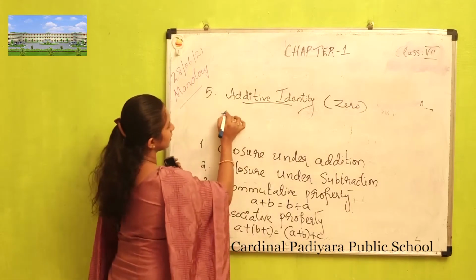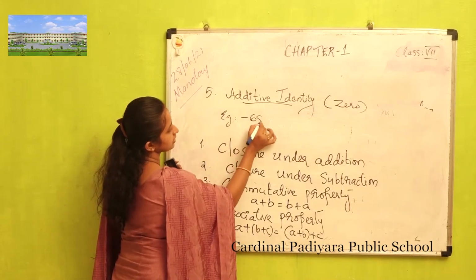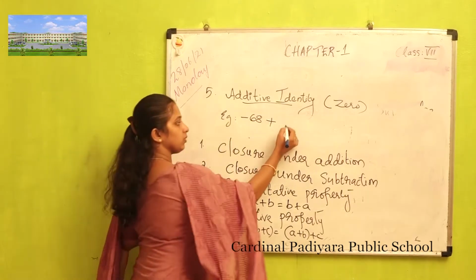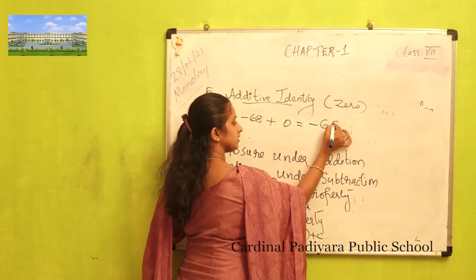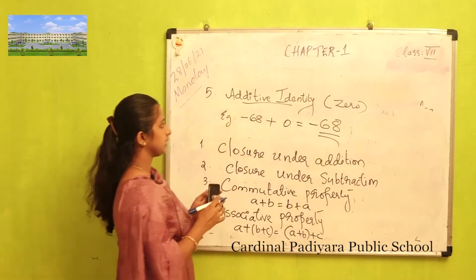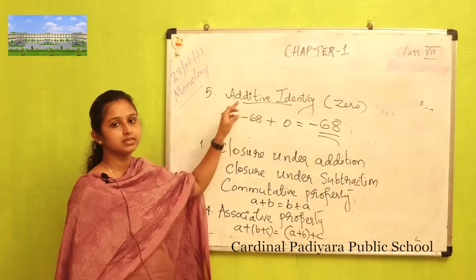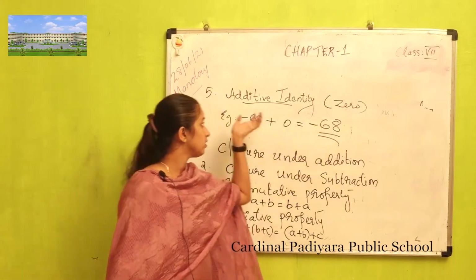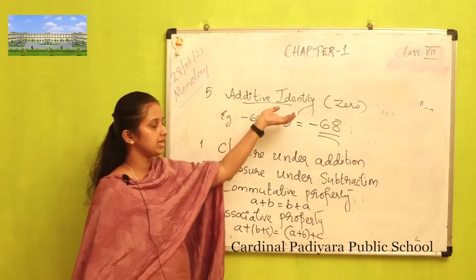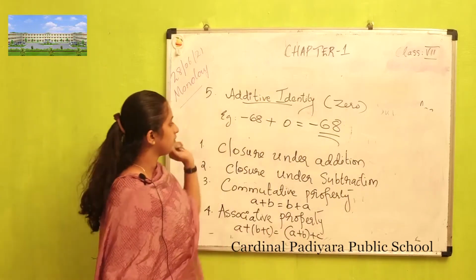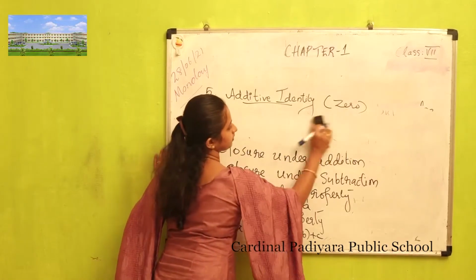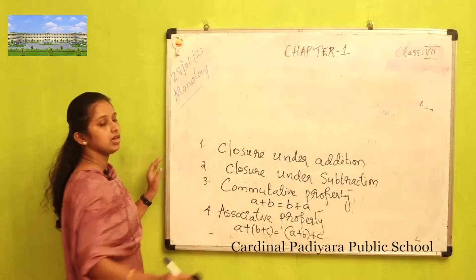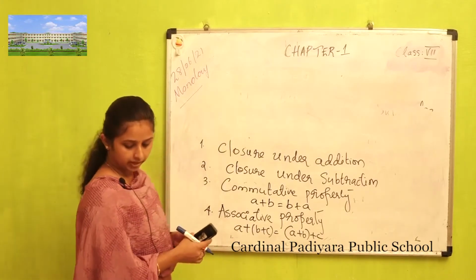That is, we can take any number, for example, negative 68. Negative 68 plus 0, the answer is negative 68. So we can say that additive identity means we are adding 0 to that number and we are getting the same number. So additive identity is 0. These are the 5 properties we have studied. Now we can do some problems. Okay.